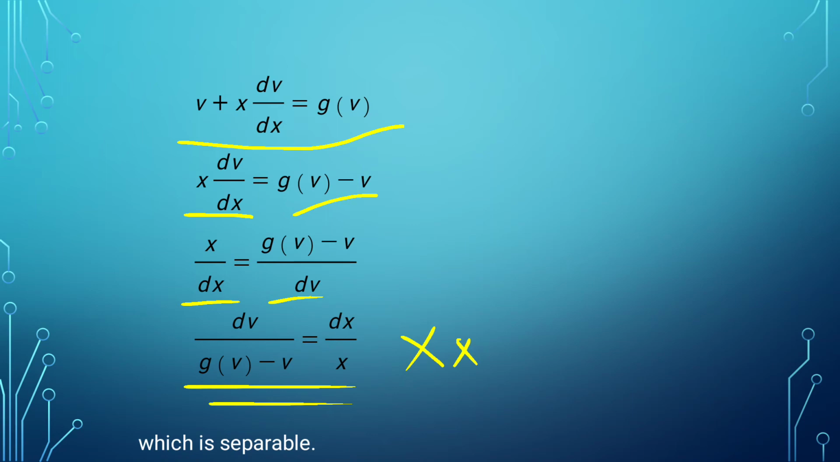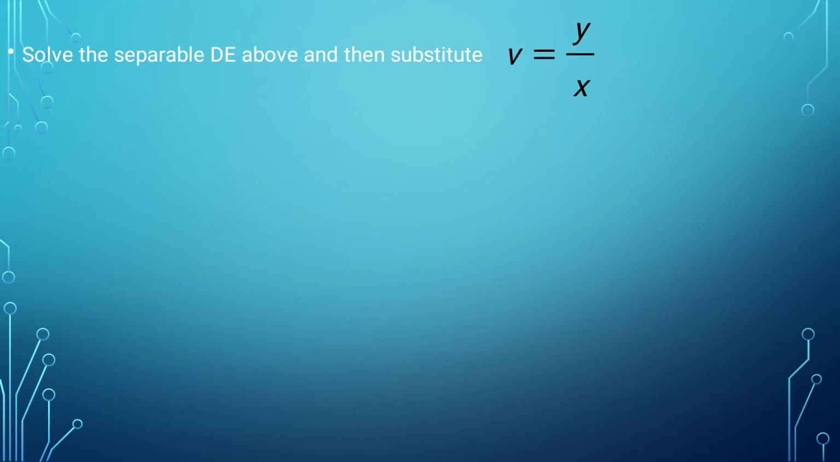ordinary differential equation. Remember, in the previous tutorial we looked at how to solve separable ODEs. If you did not see that, kindly look it up and follow up to see how we do this. Having seen that, we can now solve this using the concept of separable ODEs, and then at the end, we know v is y over x. We substitute that back so that we get the general solution.